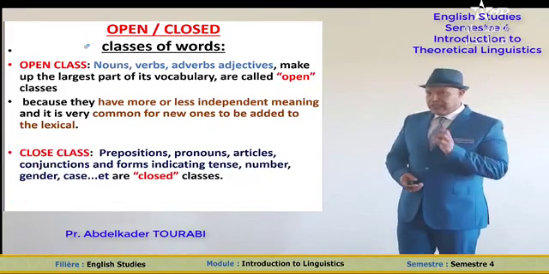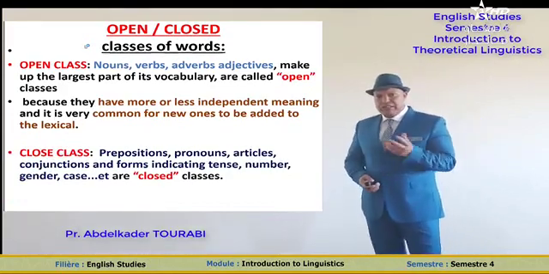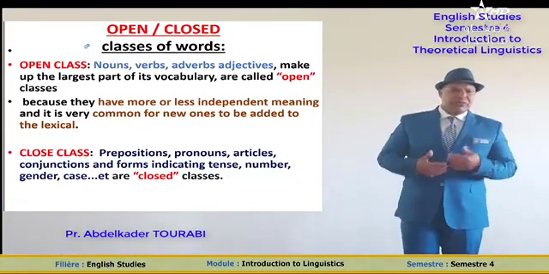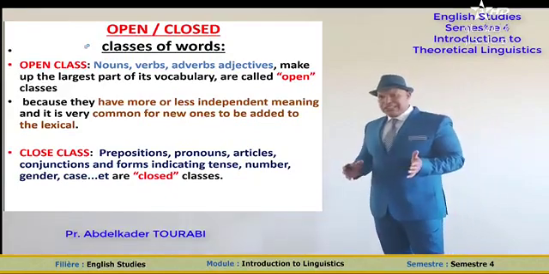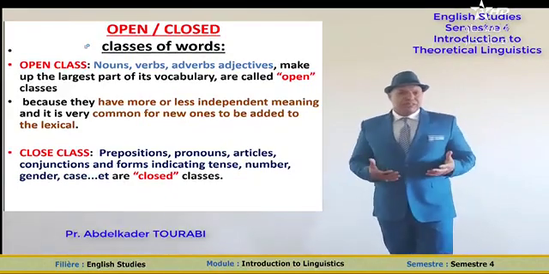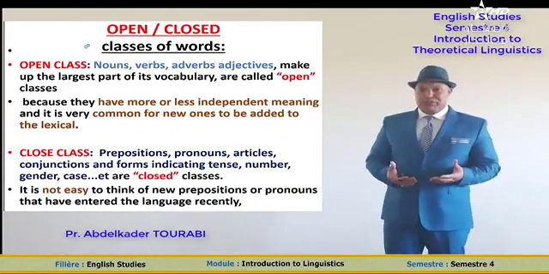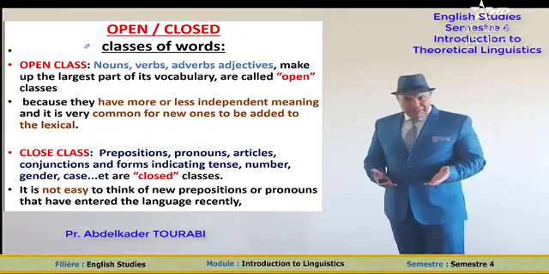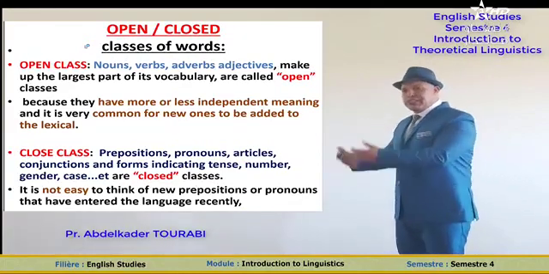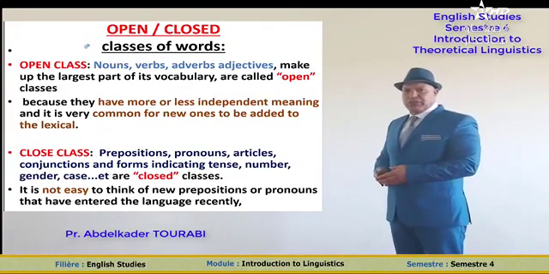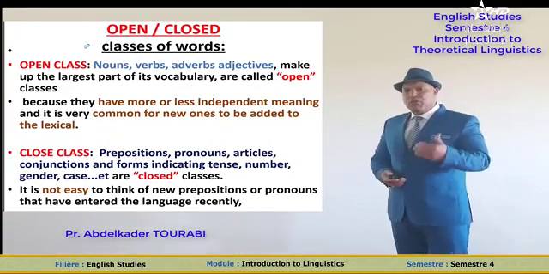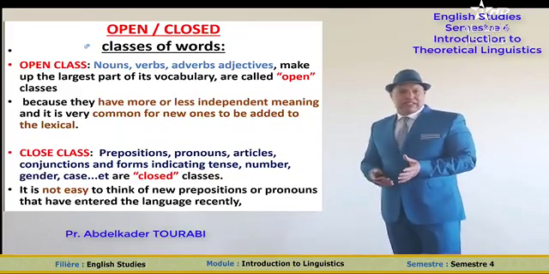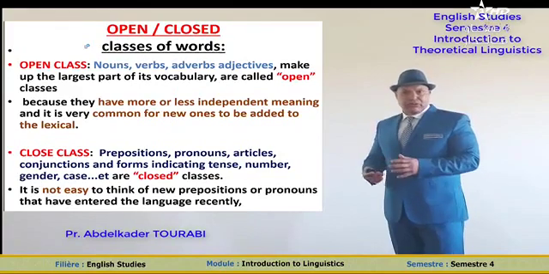But the closed classes, like prepositions, pronouns, articles, conjunctions, and forms indicating the tense, the number, the gender, the case, are closed classes. Why are they closed? Because it's not easy to think of a new preposition or pronoun that has entered the language recently. You can't create a preposition and add it into the language, or even remember when the first or the second one was added, because all those are closed classes that we can't add to or reduce.